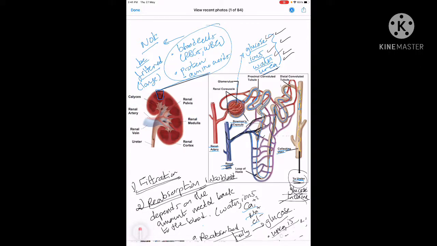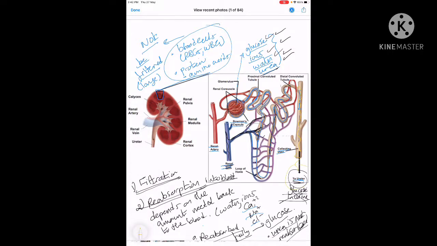So urea is not reabsorbed. Not reabsorbed at all. Okay, it is fully excreted to form the urine.